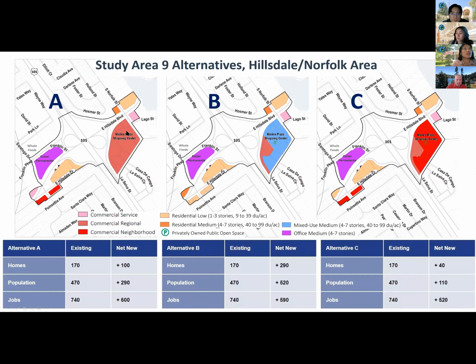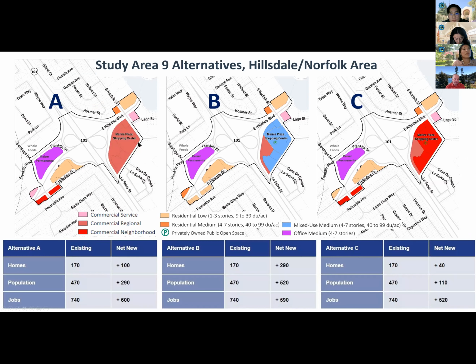The different alternatives being considered for study area 9, A, B, and C, would look at recognizing that there is a medical office where the Kaiser is. So we would designate that as medium rise office use. Where the Hillsdale Inn parcel is, that would be updated to low rise residential, excuse me. And that would be consistent with a planning project proposal for residential development here.